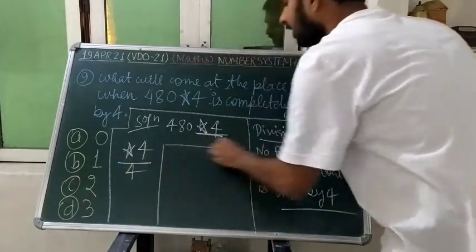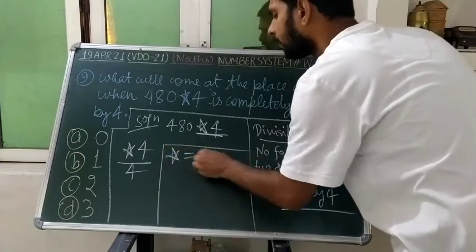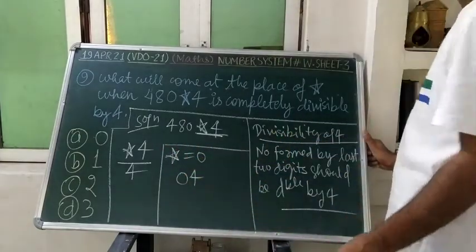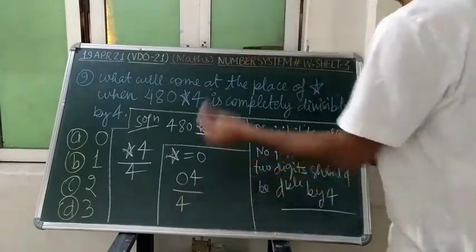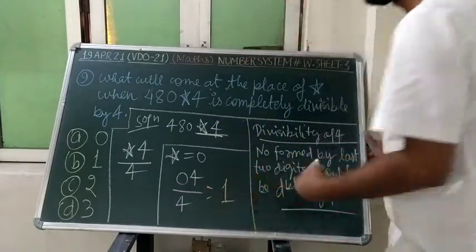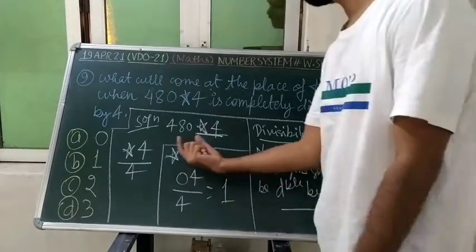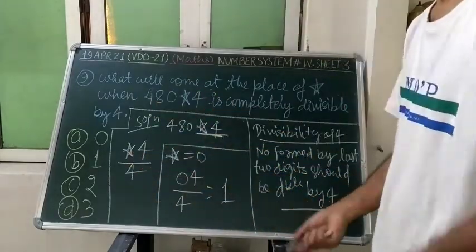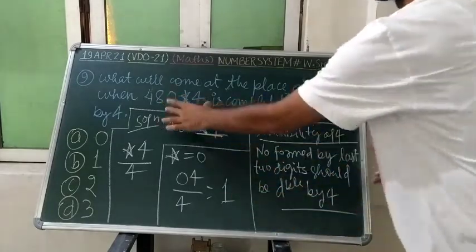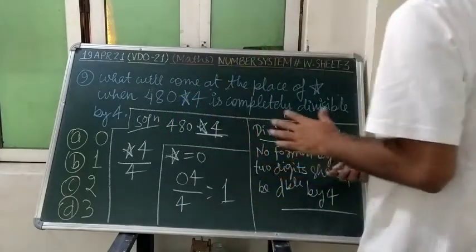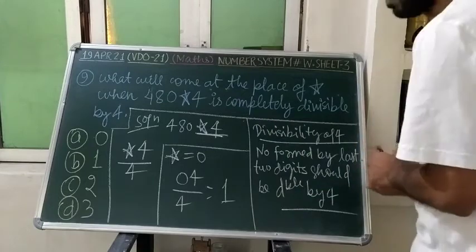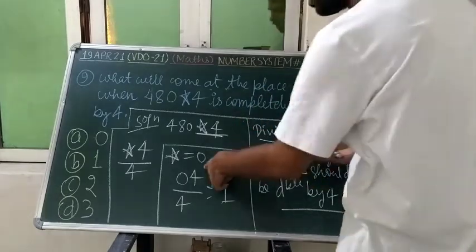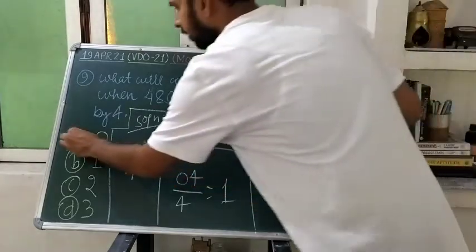So when are we selecting star as our 0? We are looking that the number formed here will become 04, and that is completely divisible by 4. It will go 1 time. So since the number formed by the last 2 digits is completely divisible by 4, this number will become completely divisible by 4 as well. So what are we selecting at the place of star? 0 we are selecting. So A will become our answer.